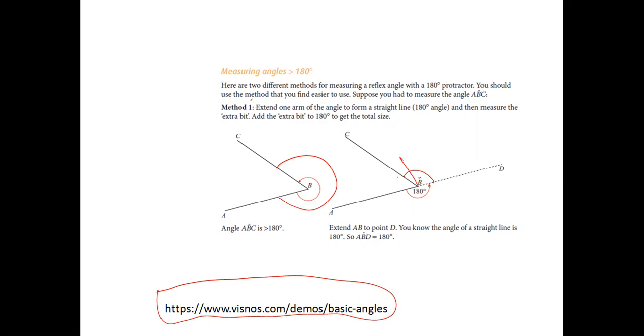So extend AB to point D. You know the angle of a straight line is 180. So ABD is 180, and ABC is more than 180, so it's a reflex angle. If you have a protractor, please stop the video and measure this angle.